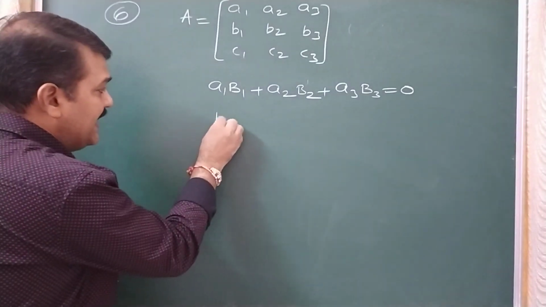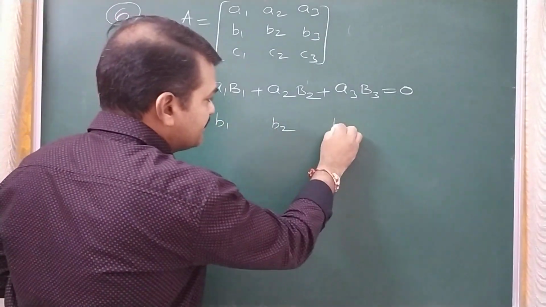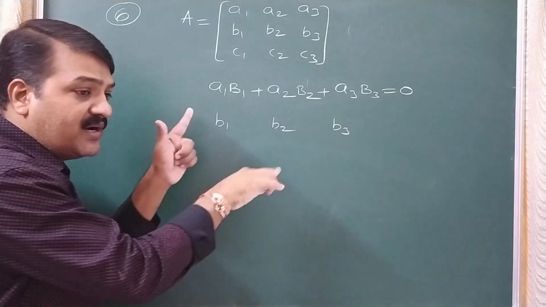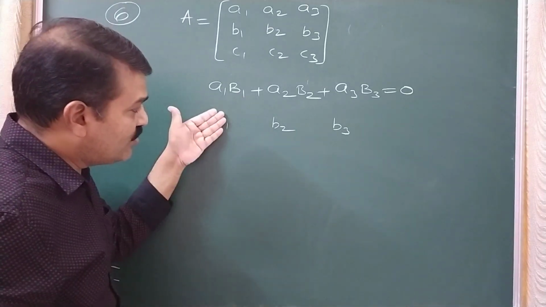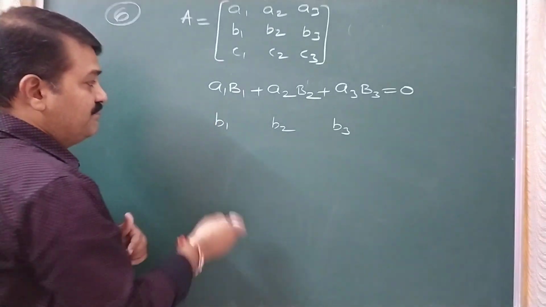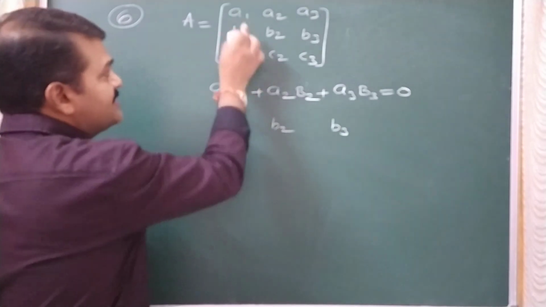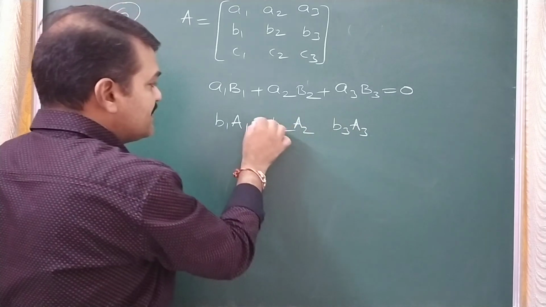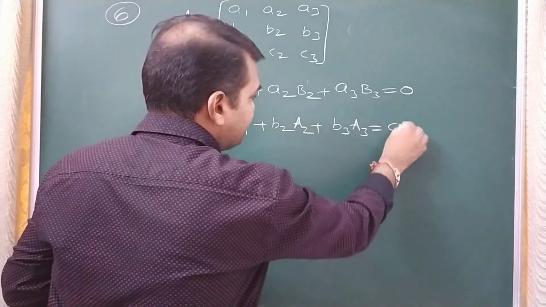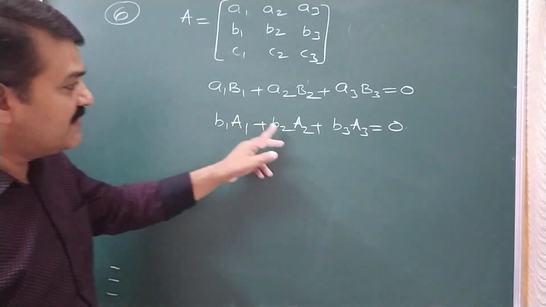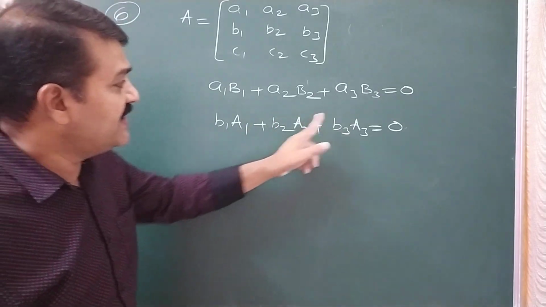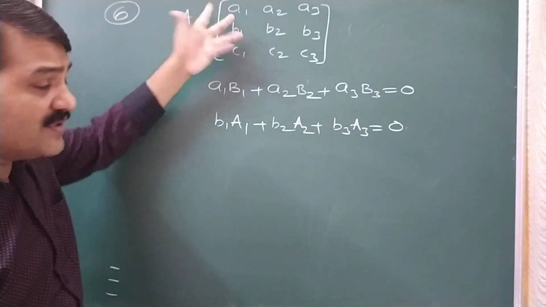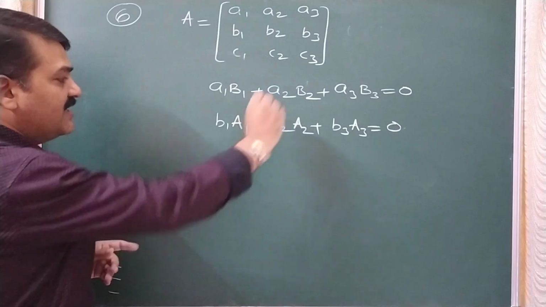So I can show you a number of examples. I will take elements from second row, and the sum of the products of this with cofactors of another row, meaning I will use cofactors of first row. This is going to be 0 because elements are from second row, cofactors are of first row, therefore that is 0. We can use columns also.